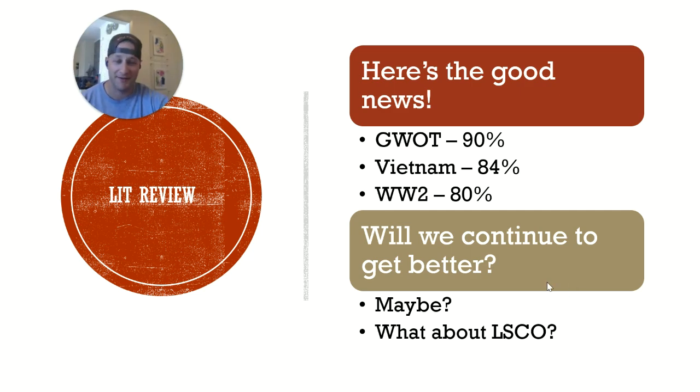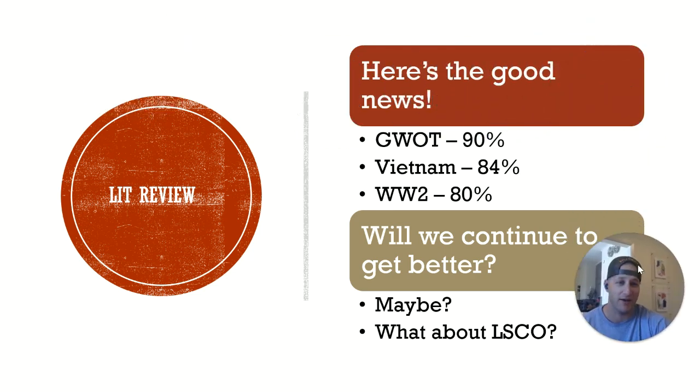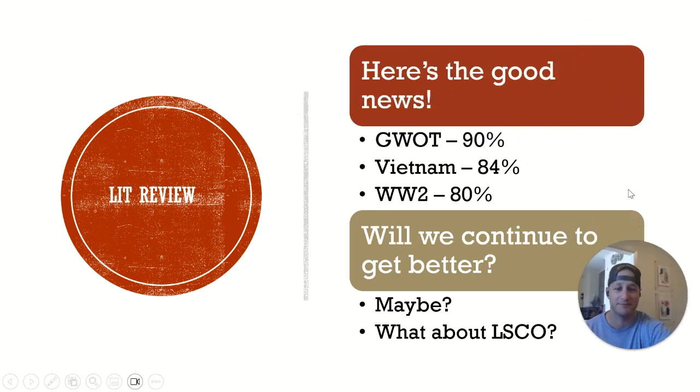Will we continue to get better? I don't know. Maybe. What about large-scale combat operations? That's what LSCO stands for. You'll hear about near-peer conflict, asymmetric warfare, low-intensity conflict. And some of these will do better than we are now, and some of them will do much worse. Some of the estimates on large-scale combat operations talk about tens of thousands of casualties each month. We're not even designed to fight that way right now. And so we need to be as good as we can right now for what will happen tomorrow.